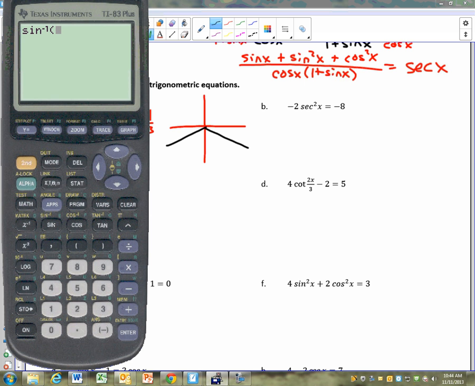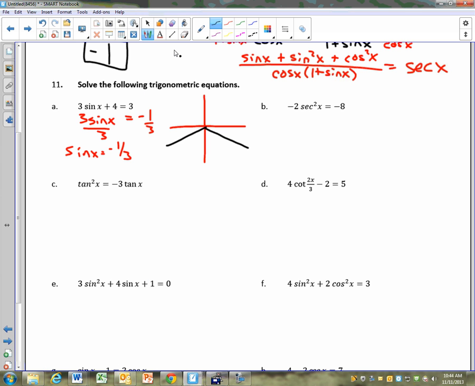So sine inverse is how I get rid of sine. And we get about 0.34. Don't enter the negative. The negative is what you used to decide it was in the third and fourth quadrant. So if those are 0.34, what now?